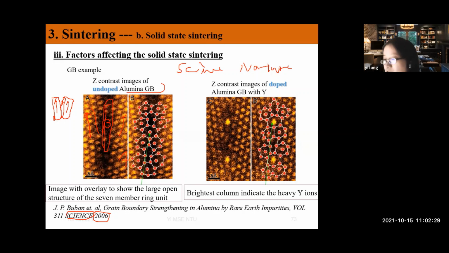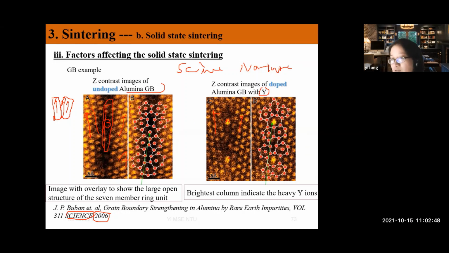So that is why these scientists found that if they dope the alumina with an element here, and use TEM, they can see that the dopant is really here at the grain boundary. This is a grain, this is another grain. So then this is good, right?